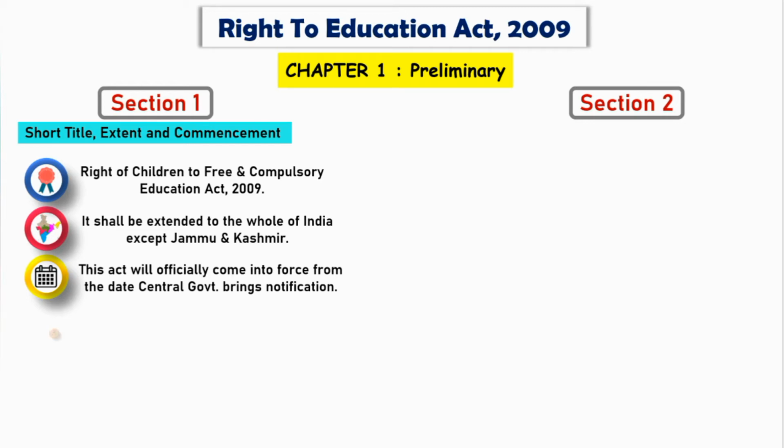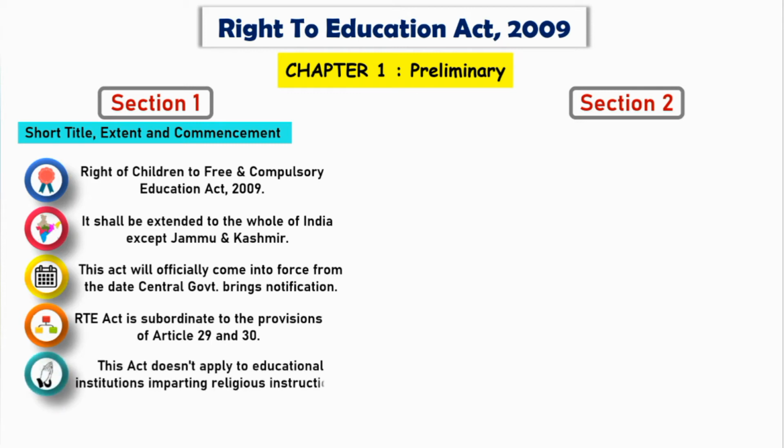This Right to Education Act is subordinate to the provision of Article 29 and 30. And why is it said so? Because Article 29 and 30 talks about cultural and educational rights. Okay? Next, this act does not apply to educational institutions which provide religious instructions like madrasas, Vedic pathshalas, etc.